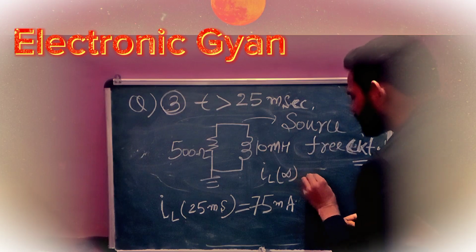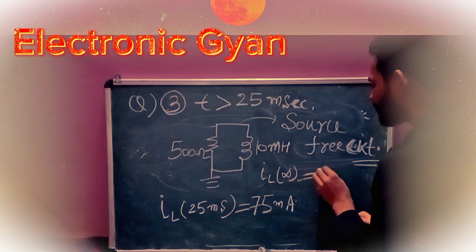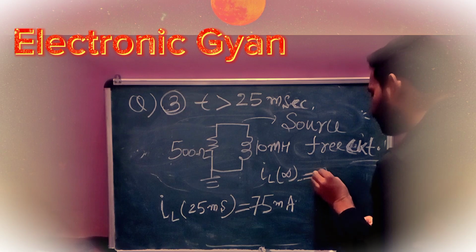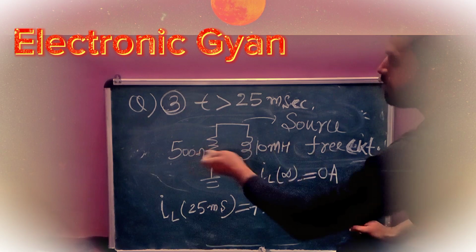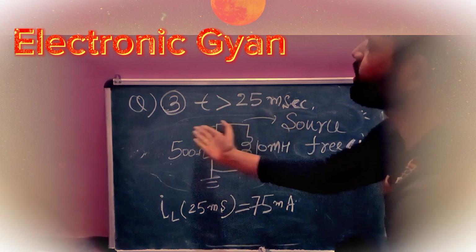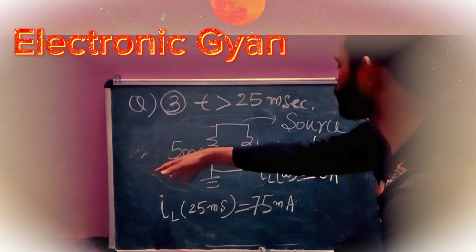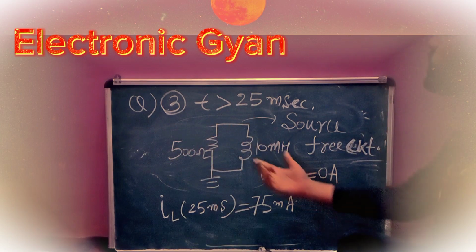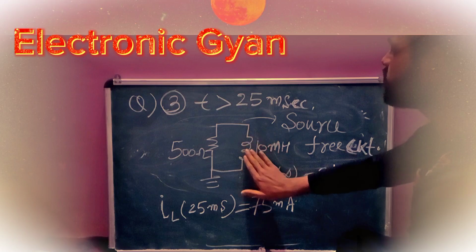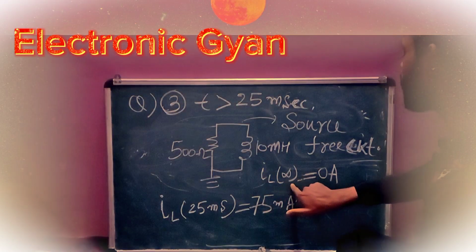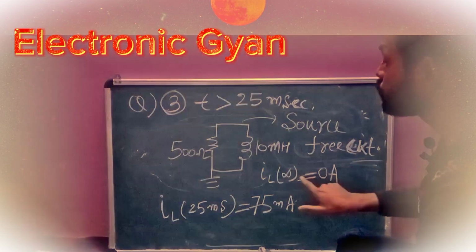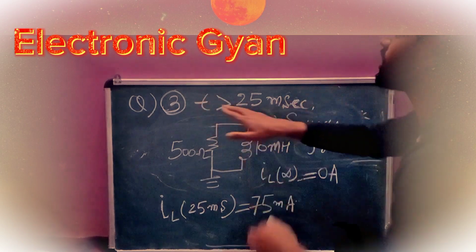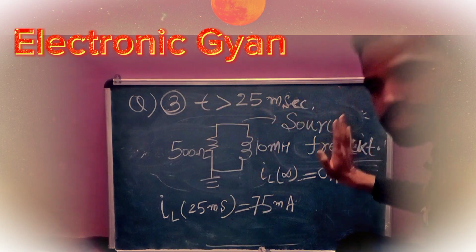What is my final current ultimately? 0 ampere. Why? Because for t greater than 25 millisecond, this circuit is a source free circuit. No source is there, so automatically in steady state the inductor will act as a short, through which IL of infinity is equal to 0 ampere. This steady state current is for the duration t greater than 25 millisecond.